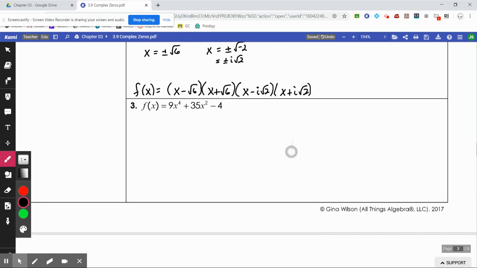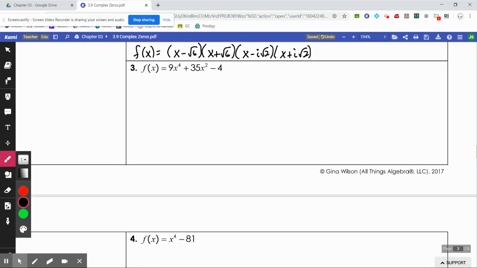Next one, we can use slip and slide on this, set it equal to 0. You now have 9. We're going to slip the 9. So it's going to be x to the fourth plus 35x squared minus 36. Factor normal.